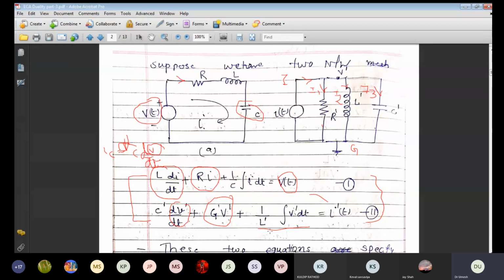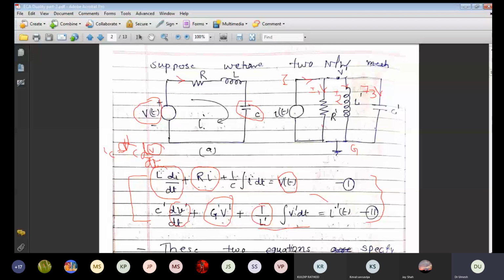So you can observe from this equation that both equations are formatted in the same way. Formatted in the same way means we have a differentiation, then a simple term without differentiation, and then integration. In the second equation also we have voltage differentiation, then a simple term, and then integration. The parameters are different. Here is I, here is V. Here L, C dash, R, G dash, and 1 upon C, 1 upon L. That means these are the constants. The constants are different, but the format is the same.